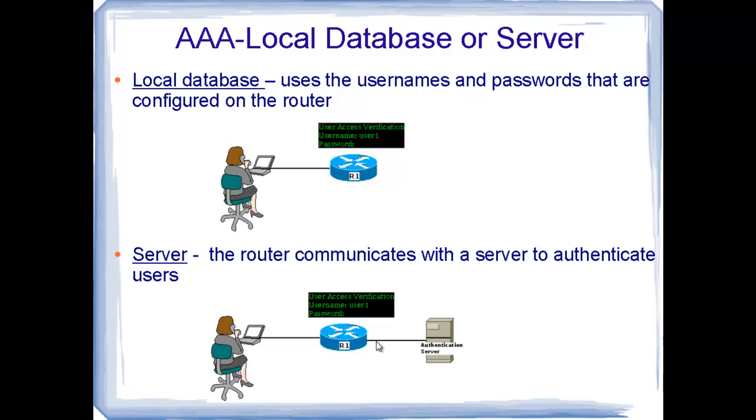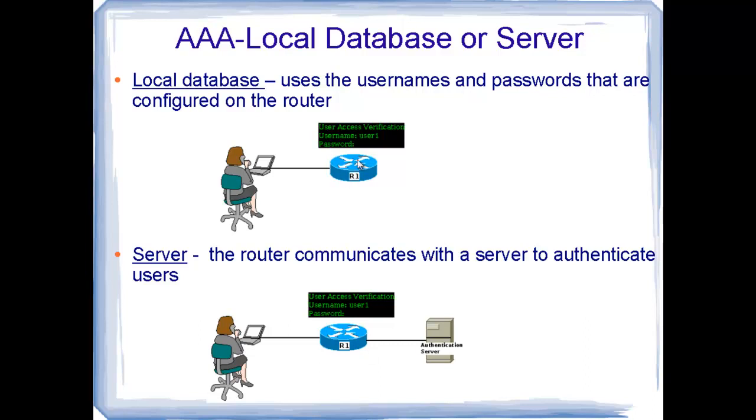The router then communicates with the server. In this case, the router is the client, and it communicates with the server and says, okay, this is the username I have, user 1. Do you have that in your database? Yes, you do. This is the password I was given for user 1. Does that match? And if it does, Sally will gain access to the router. If it doesn't, Sally's authentication will fail and she won't get access to the router.